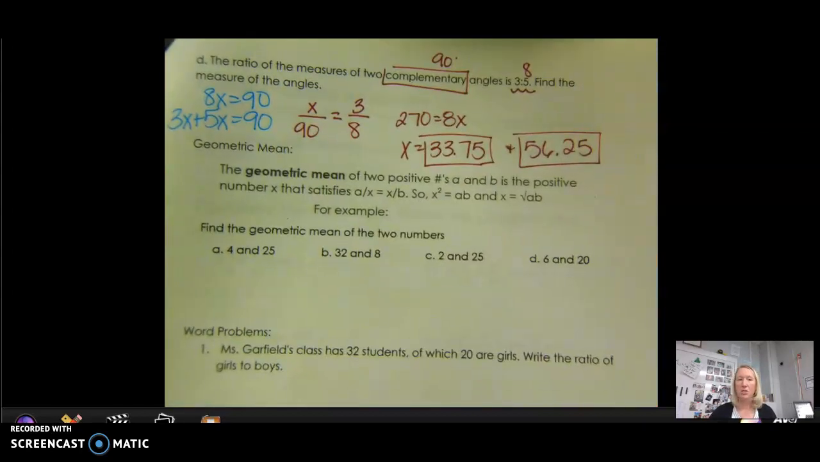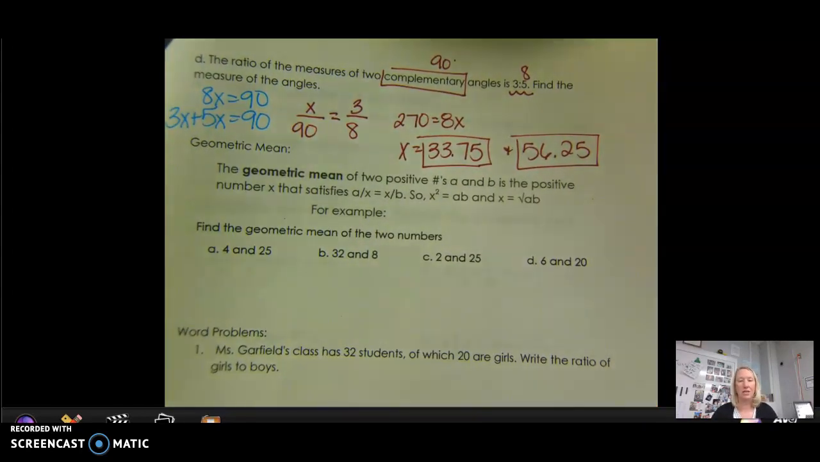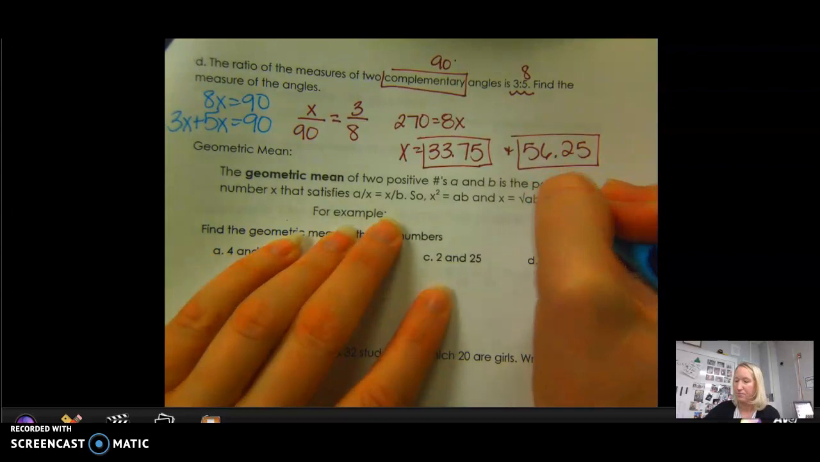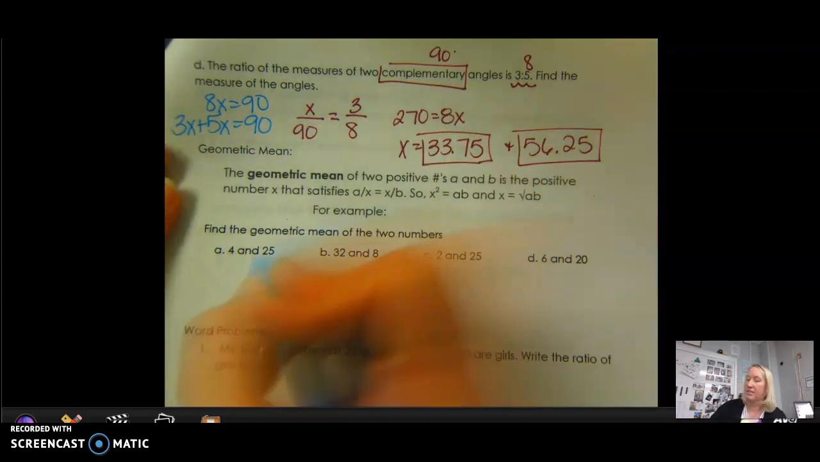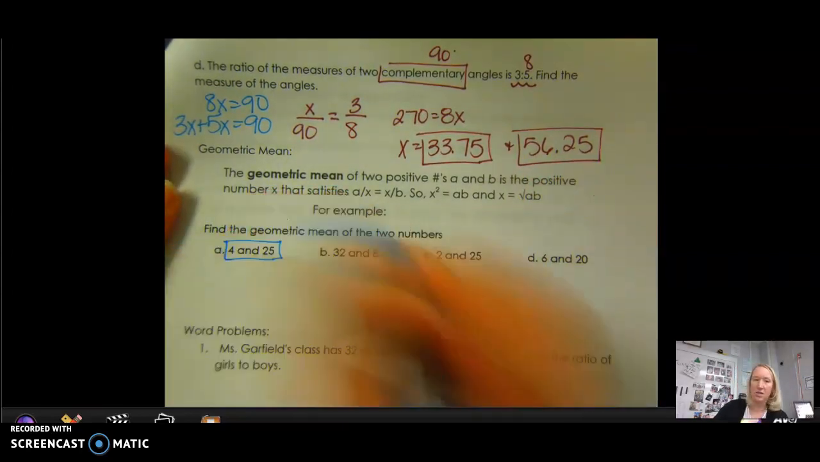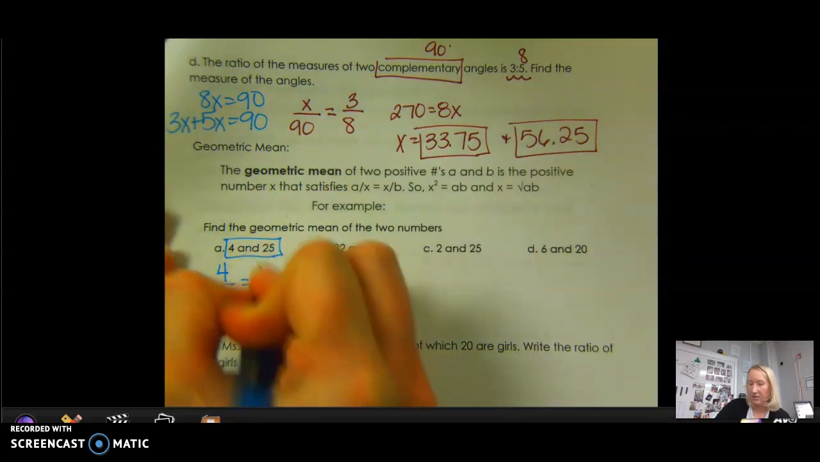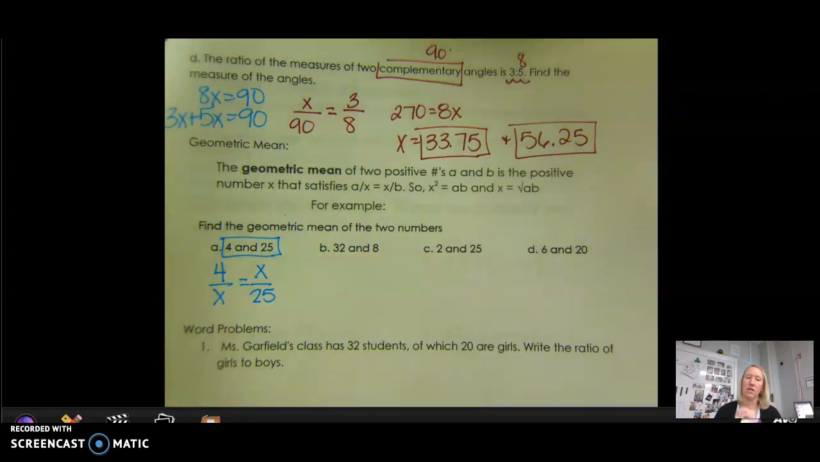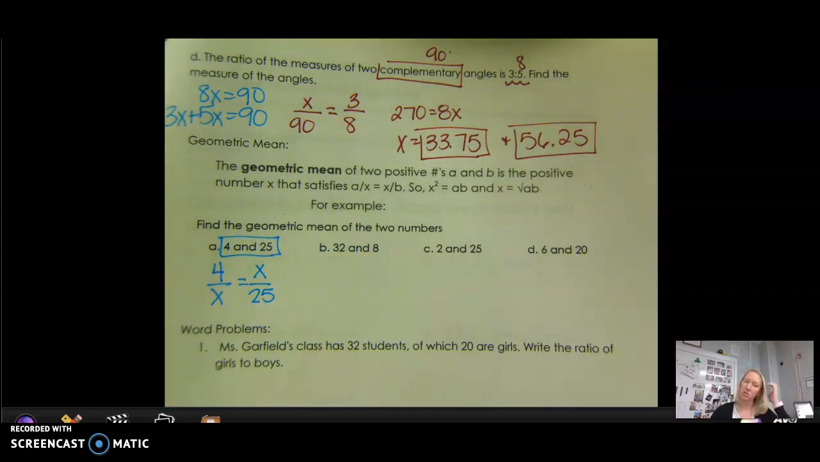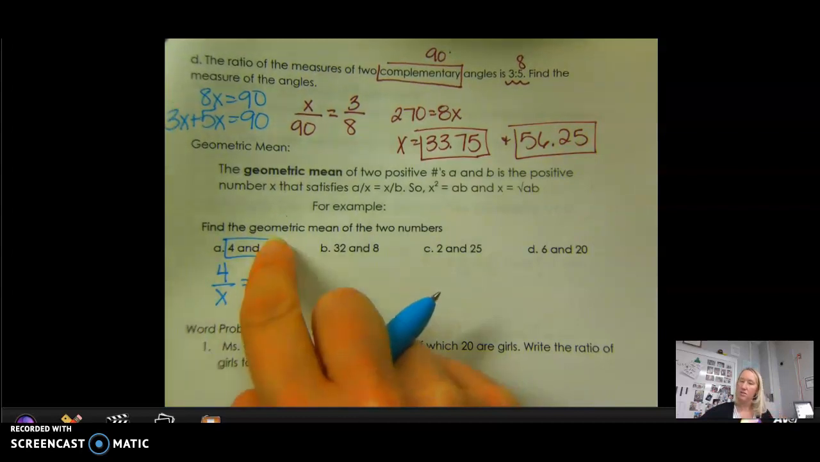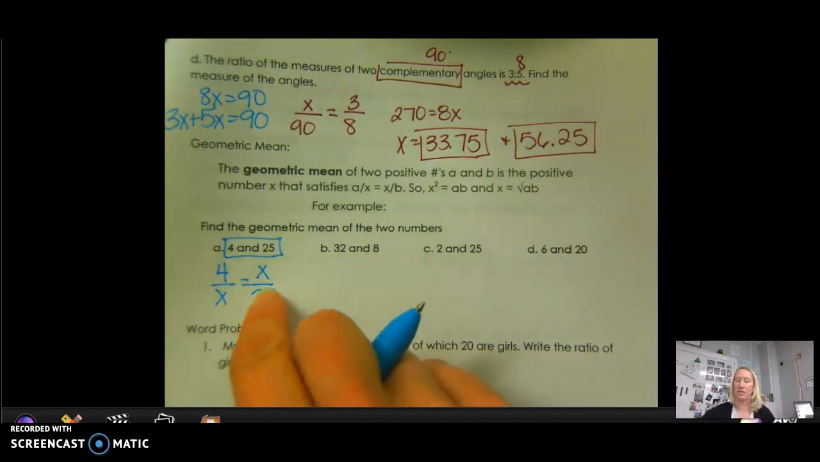Okay. Geometric mean. Geometric mean of two positive numbers, a and b, is the positive number x that satisfies a over x equals x over b. So what you are doing is you are taking these numbers and you're going to write them as a proportion. You're going to do 4 over x equals x over 25. Okay, so this would be how you would find geometric mean of two numbers. The first number always goes on top of the first ratio. The second number always goes on bottom of the second ratio.